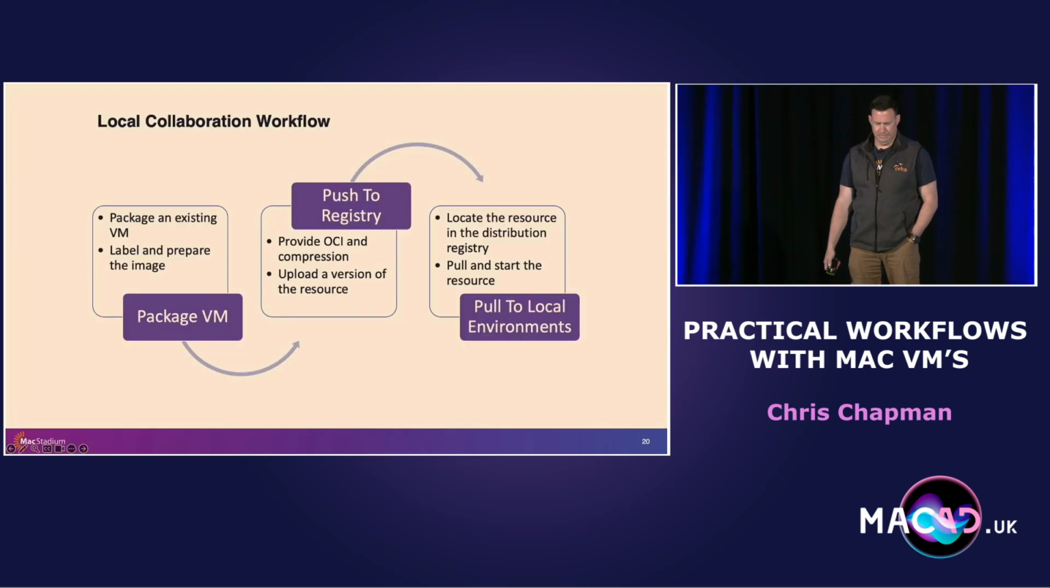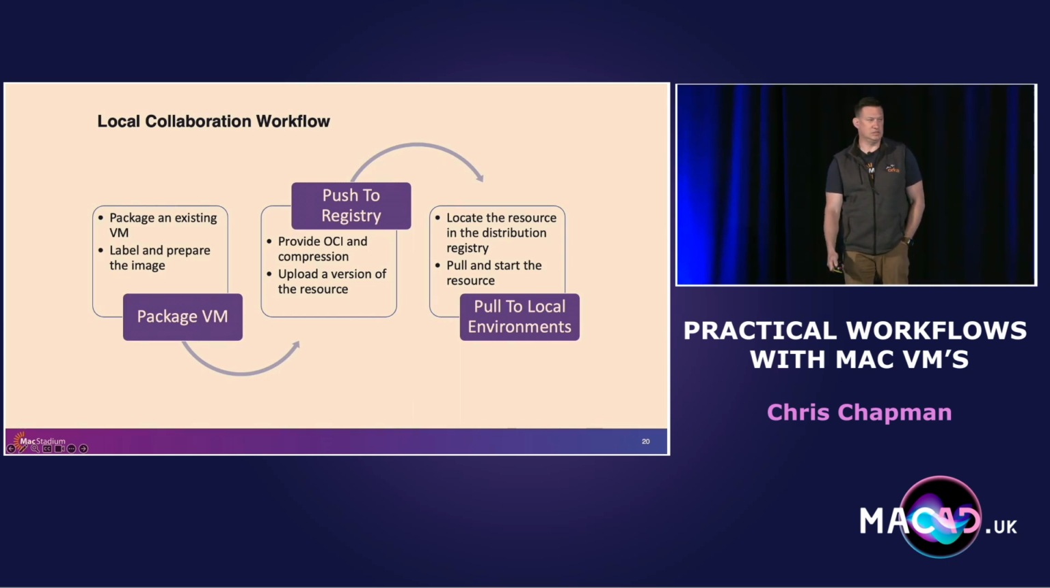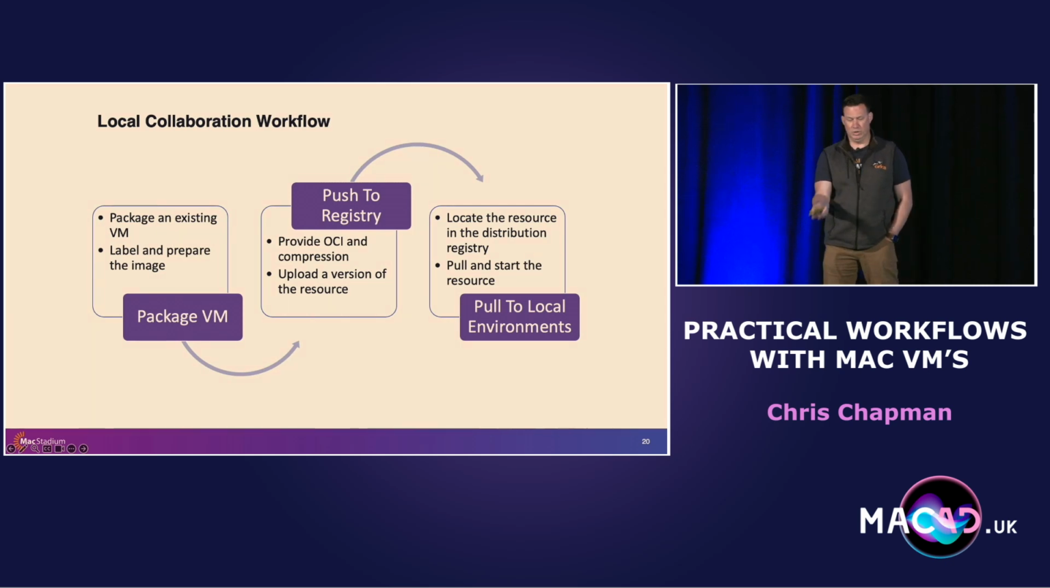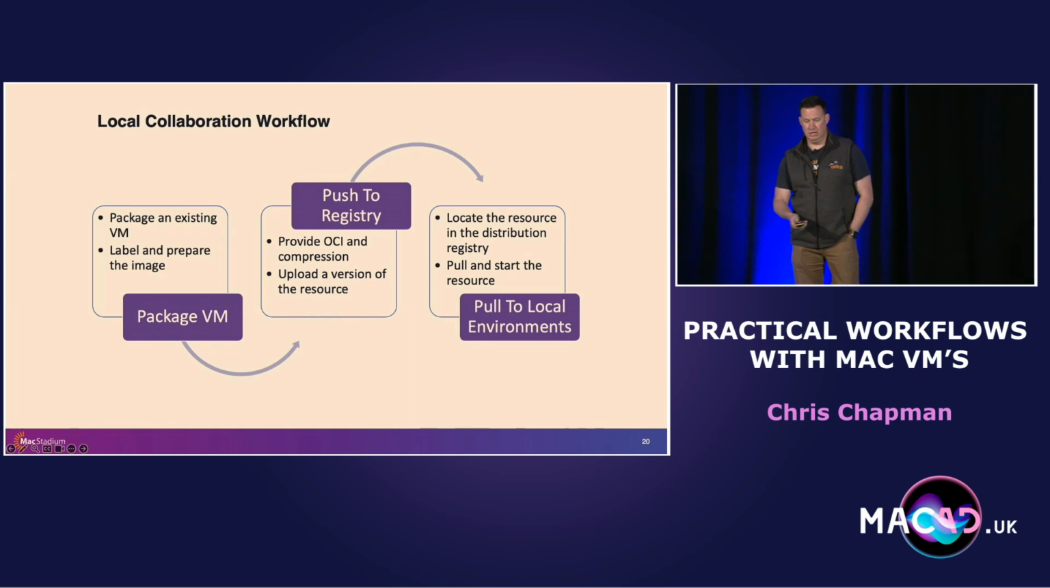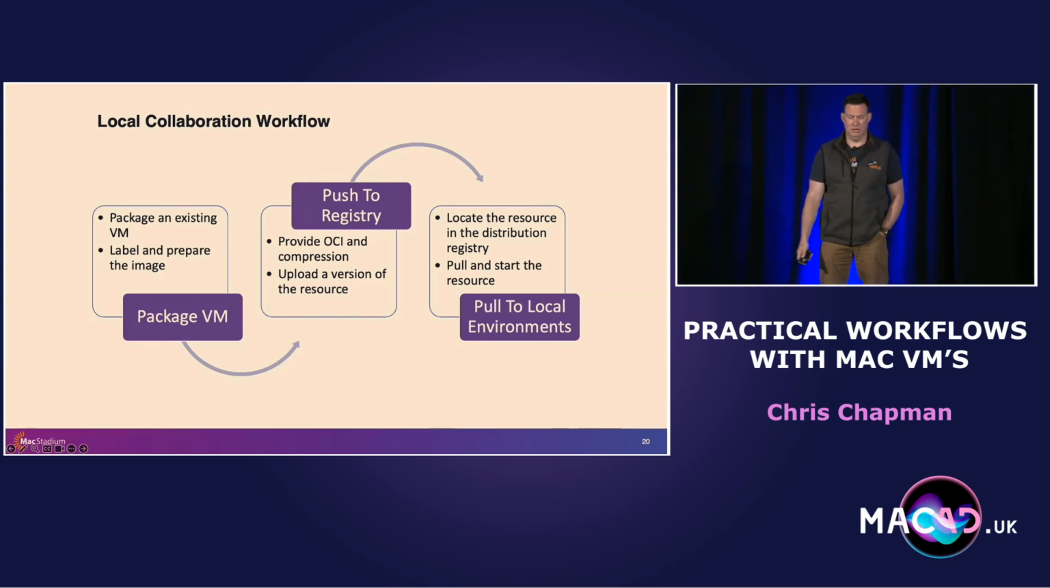for the next command. So now let's go into something a little bit more interesting, which is the local collaboration workflow. We're going to take that VM, we're going to package it, label it, prepare it, we're going to push it to a registry, and then allow Cameron, who's his partner, to pull it down to his local environment and work with it from there.